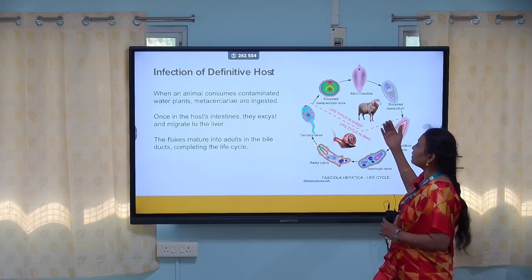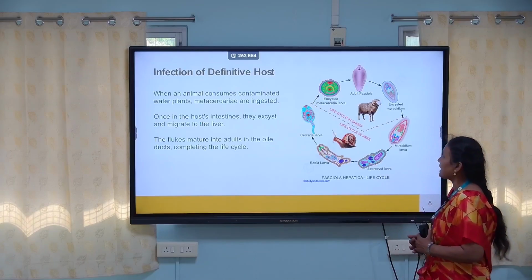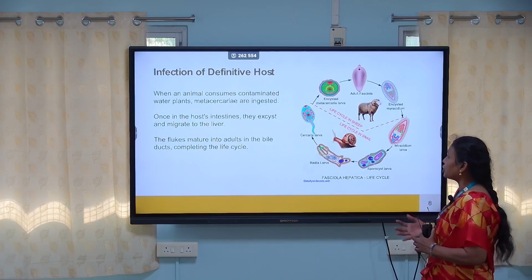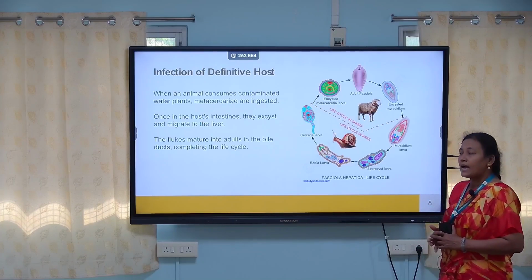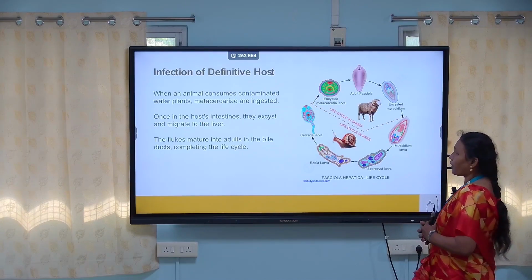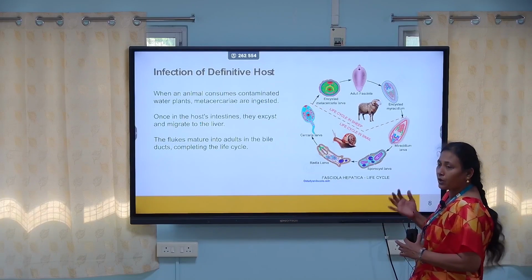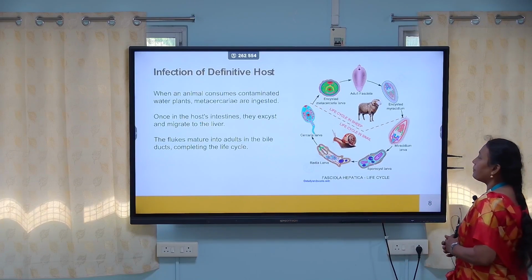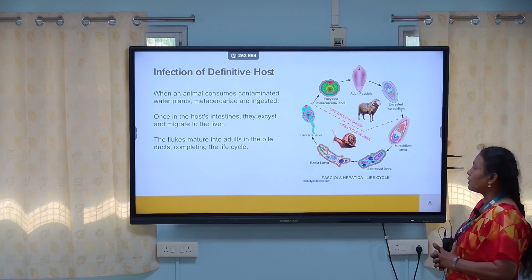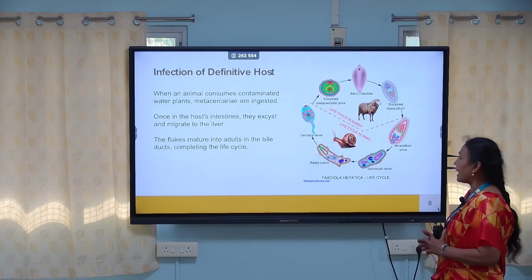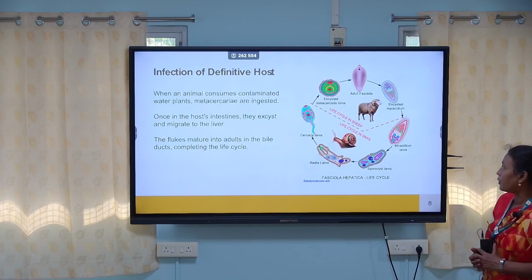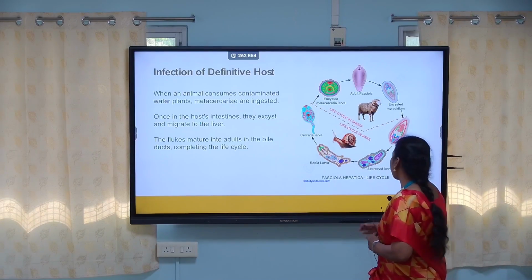From there it goes out to become the encysted metacercaria larva. It forms on the grass or any vegetation, and it attacks the grazing animal via ingestion of that grass by eating. From the host intestine, it migrates to the liver by excysting. The cyst is dissolved, and the fluke migrates into the bile ducts as an adult, completing the life cycle. So this is the life cycle of Fasciola hepatica.